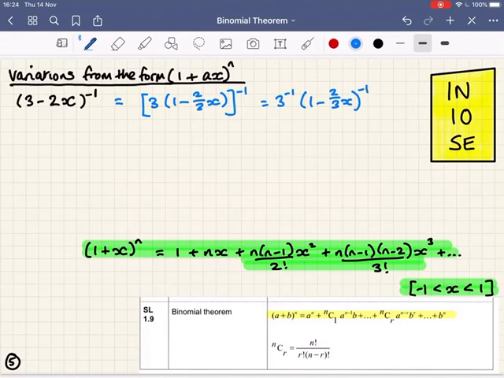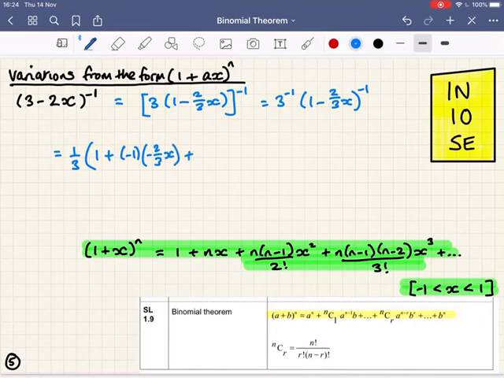Now it's all about just using the formula again. Now 3 to the minus 1, hopefully no problems there, that's 1/3. Put that outside the brackets. And then inside the brackets, let's just go with the formula again. 1 plus. Now n here is minus 1, so it's going to be minus 1. But it's not going to be x, it's going to be minus 2/3 x. So be careful with that.